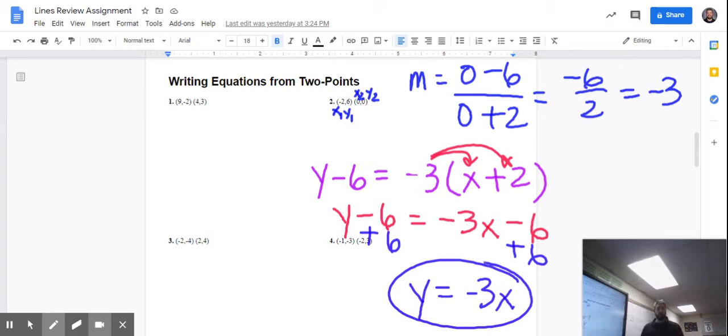Now you're probably thinking, or maybe you're not, but I can tell you that we have that point 0, 0. Well, what if I would have put 0 in here and 0 in here? Well, y minus 0 is just y, and negative 3 times 0 is just 0. So really, we would have arrived at this anyway as well. So that's kind of cool.